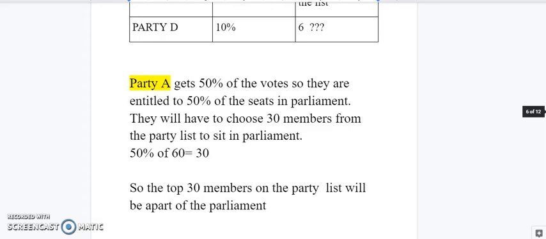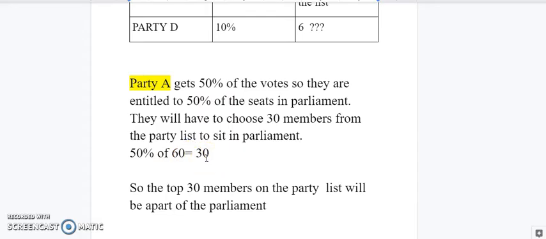They will have to choose 30 members from the party list to sit in Parliament. Why 30 members? 50% of 60, and 60, as I said before, is the number of seats that are available in Parliament, right? So we only need 60 persons in Parliament. So 50% of 60 is equal to 30.